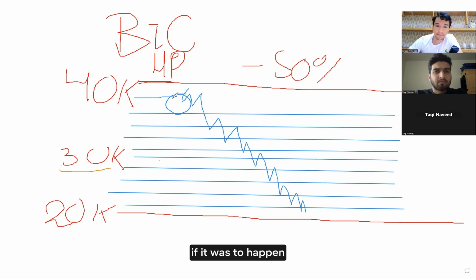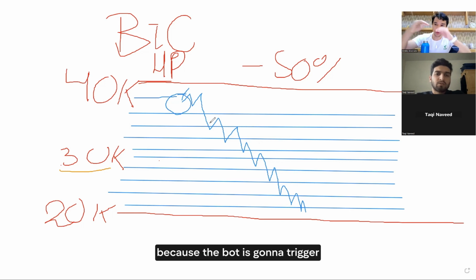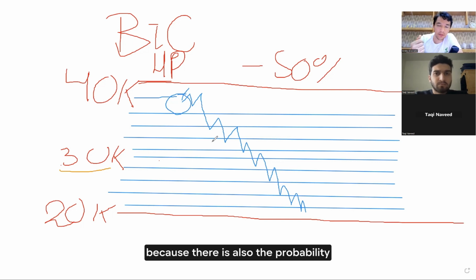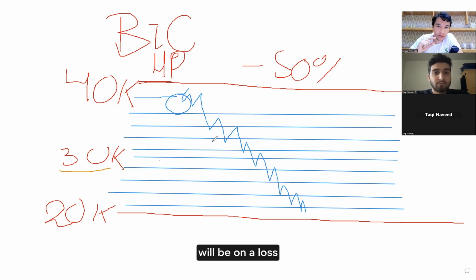If it was to happen, it would be something like this. There will be ups, there will be downs, ups and downs, but eventually it's going to keep falling. What's going to happen is that if you set up the bot in the right way, you will probably still be on a positive profit. Why? Because the bot is going to trigger buy and sell orders. I said possibly because there is also the probability that the bot will be at a loss.